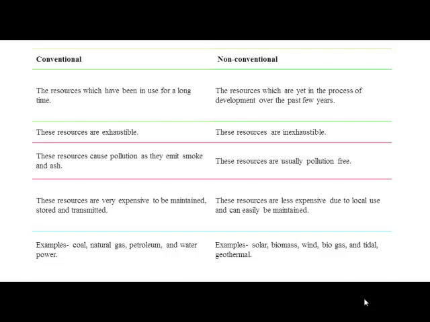Then we have non-conventional resources. These resources have been in the process of development over the past few years and they are referred to as inexhaustible. Usually they are pollution free, and these resources are less expensive due to local use, and they can be easily maintained. They include solar, बायोमास, विंड, बायोगैस एंड टाइडल जियोथर्मल.